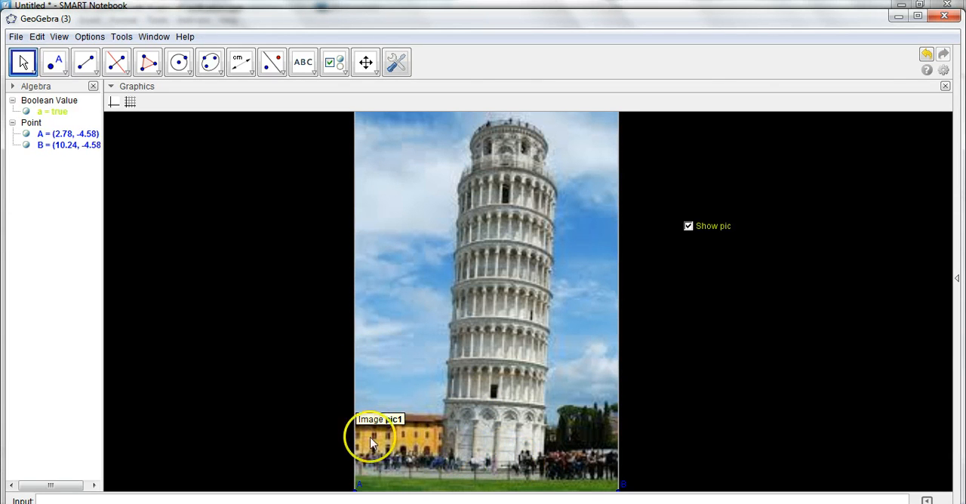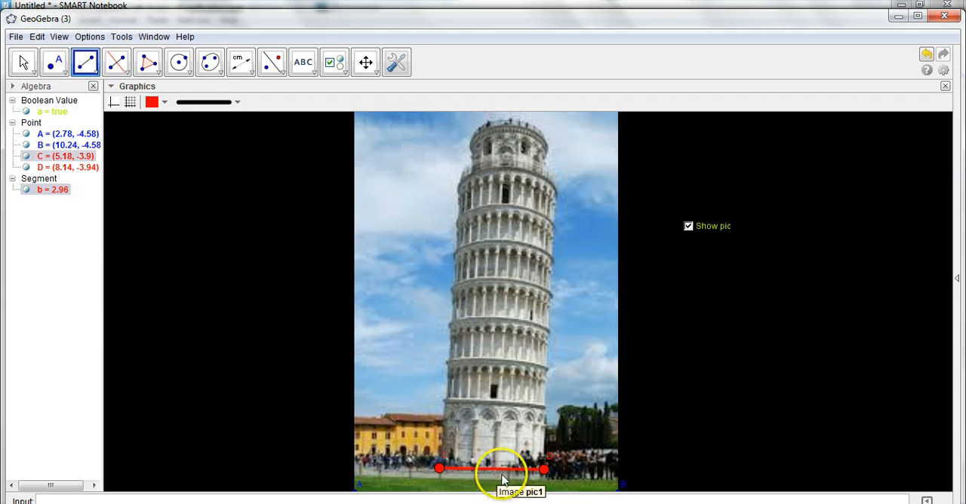So let's use that perpendicular bisector thought with this illustration. What I'm going to do is grab my point tool, and I'm going to get some points on this bottom here. I'm going to put a point on each side of the base of this Leaning Tower of Pisa. Okay. Now what I'm going to do is connect these 2 points with a segment. So here is our segment.